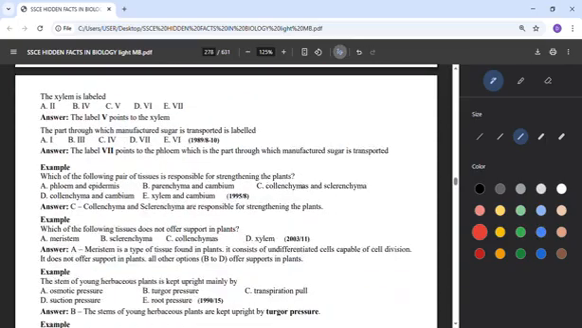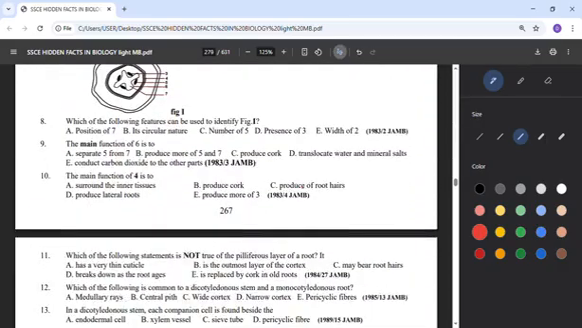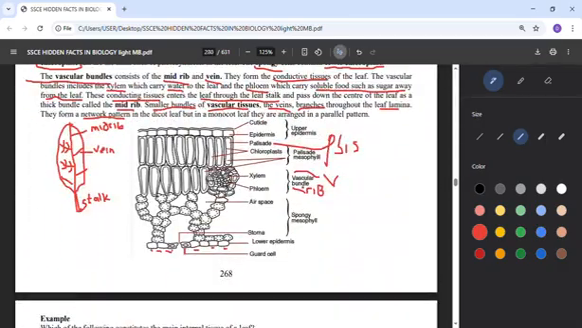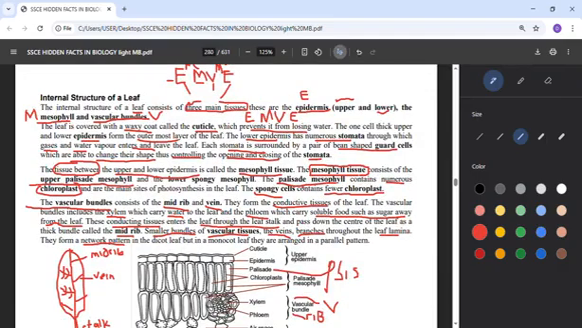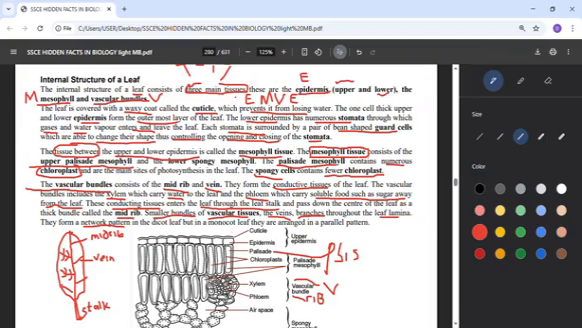So the last thing for today is the leaf. We want to consider the leaf, and that will be the end of this class. Now, internal structure of a leaf. The internal structure of a leaf consists of three main tissues. There are three tissues in our leaves. I've explained this earlier, but I'll just summarize it. E, that's the epidermis. I said we have upper and lower. The upper has cuticle that conserves water, and there is no chloroplast there, no photosynthesis.